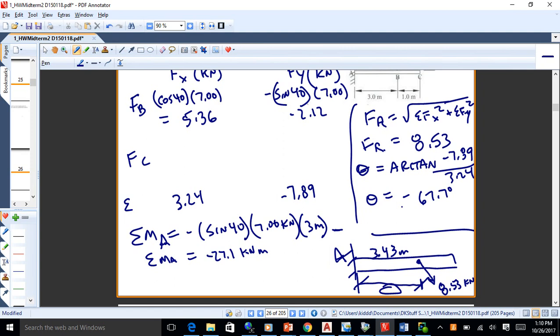The way we're doing that is we're just using M equals force times distance and backing into the distance. Because you know what the resultant force is, you know what the moment needs to be, so you can solve for the distance.